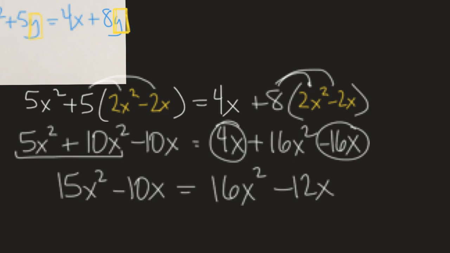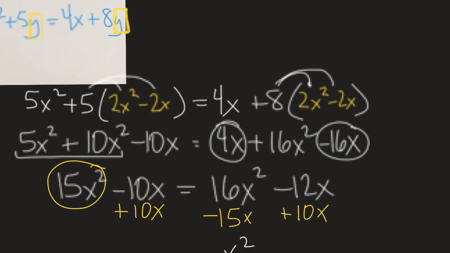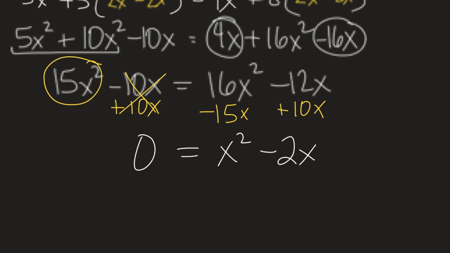Let's just get our x squareds together. I see 15x squareds here, so I'm going to subtract 15x squared over to here. Okay, in that case, I have 1x squared. You know what? I'm just going to move my 10x over also. Let's add 10x to this. It sort of has the makings of a quadratic, but it's missing a number part. Negative 12x plus 10x is minus 2x. And I get to here, 0 equals x squared minus 2 times x.